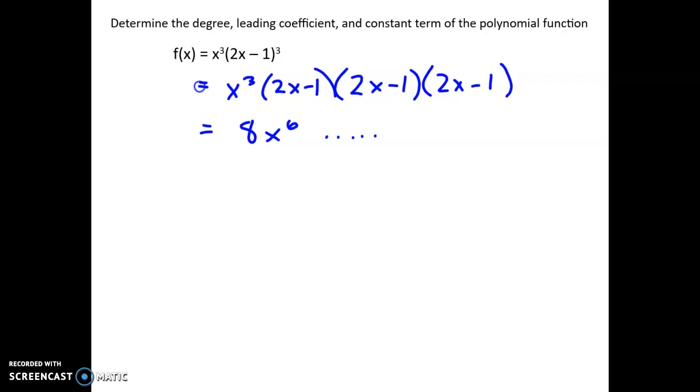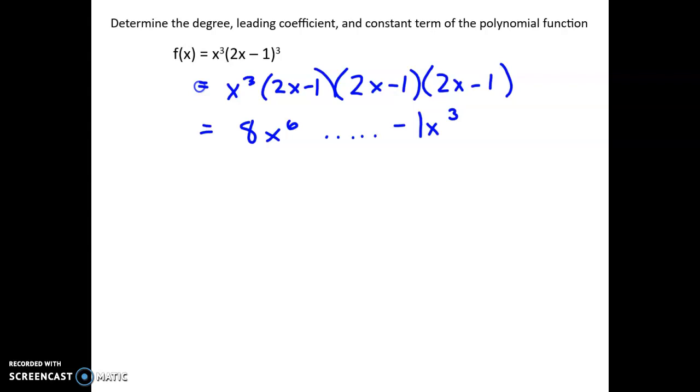Remember, the last part would be the last parts all multiplied together, but also multiplied by that x cubed, because that x cubed would go into everything. So we'd have minus 1 times minus 1 times minus 1 is a negative 1, but I'd also have that multiplied by x cubed. So this function would have an 8x to the power 6 at the start, and a negative 1x cubed at the end, and then there'd be a bunch of stuff in between.